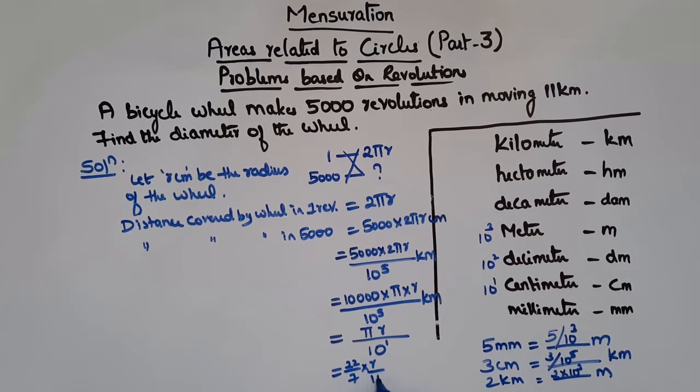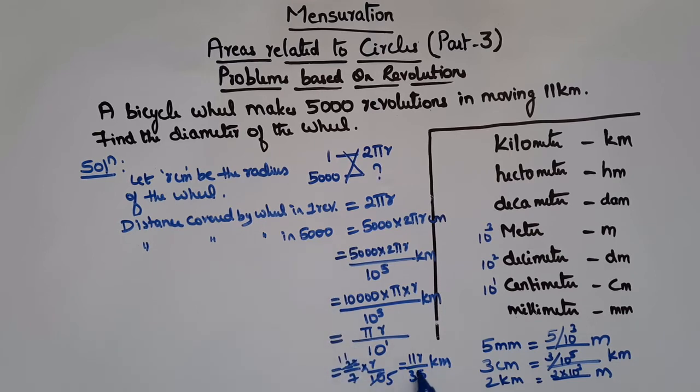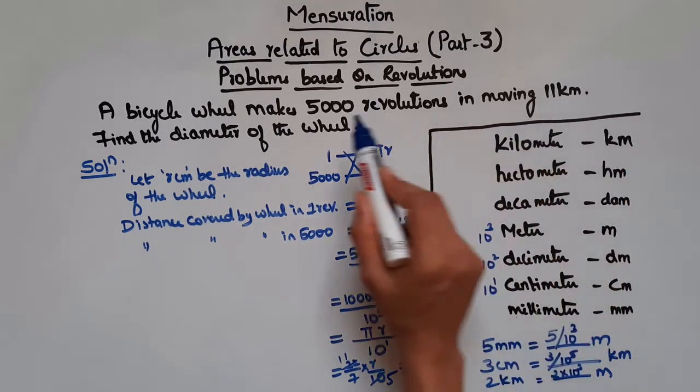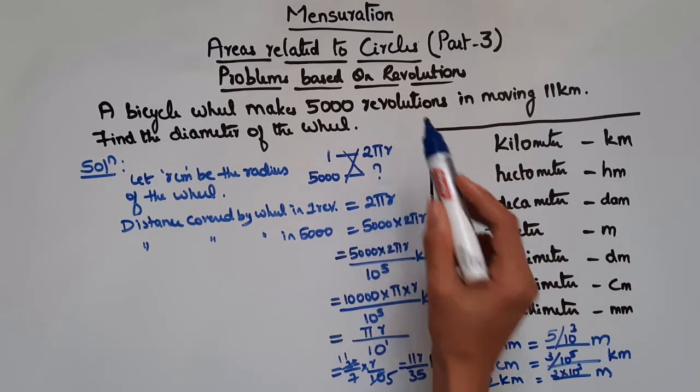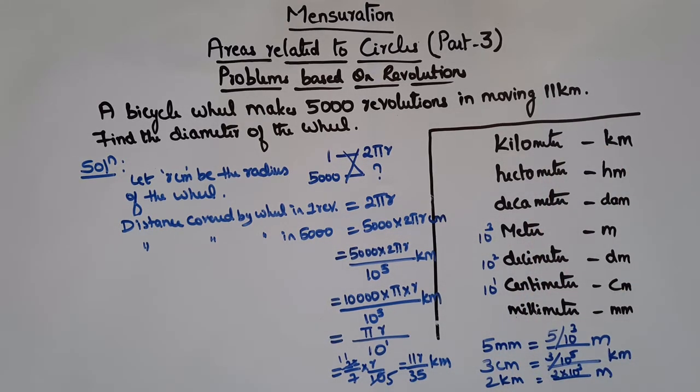So here we have denominator 10. So 2 5s are 10, 2 1s are 2, which is equal to 11r by 7 5s are 35, which is in kilometer. So now we got distance covered by wheel in 5000 revolution is 11r by 35 kilometers. But here it is given that bicycle wheel covers 11 kilometer in 5000 revolution. That means this has to be equal to 11 kilometer, right?